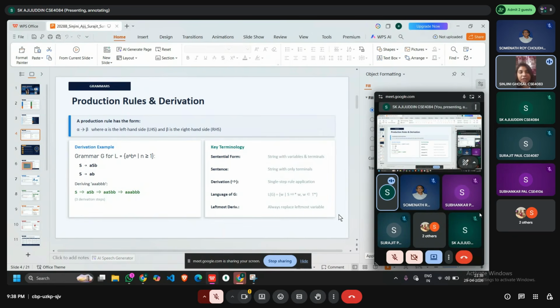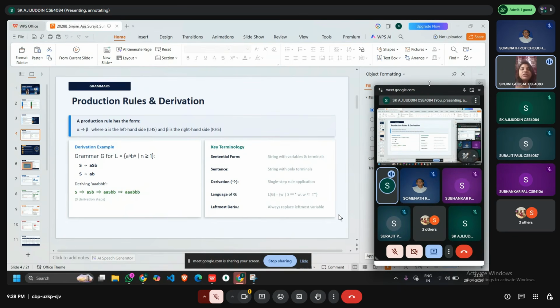It is the replacement, and we are going to replace alpha, and the replacement is beta. So it means replace alpha with beta. And if I give an example, S produces A B, or S produces AB. Using these rules, we generate strings step by step. This process is called derivation or produces. Here the key terms are sentential form, sentence, and leftmost derivation, which replaces the leftmost variable first.